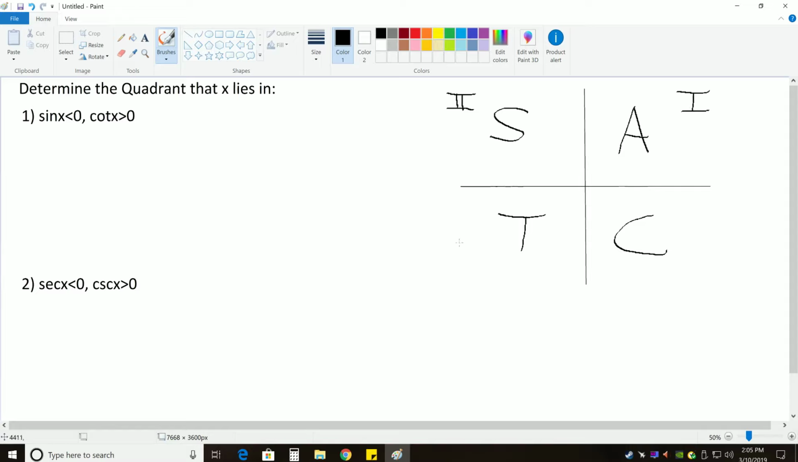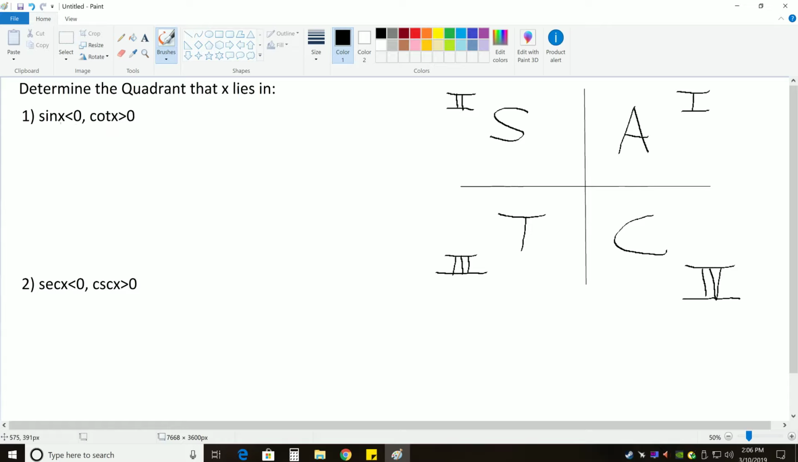Quadrant 1, quadrant 2. In quadrant 3, t means tangent is positive, and in quadrant 4 cosine is positive. So using this information, we were given that sine of x is less than 0, while cotangent of x is greater than 0. So we're finding what x is being plugged into each of these to make these trig functions less than 0 and greater than 0 at the same time.